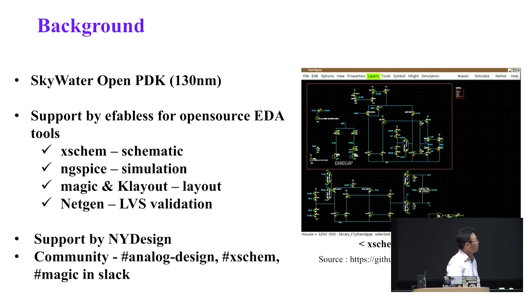The background is that we have NY Design, a kind of consortium that supports both undergrad and graduate students for free tape-outs, especially at any university in New York State. They link with a company called efabless, so we can go smoothly through any tape-outs. We use the Skywater PDK, which is 130 nanometer, an old technology compared to recent RF PDKs, such as 65 or 28 nanometer.